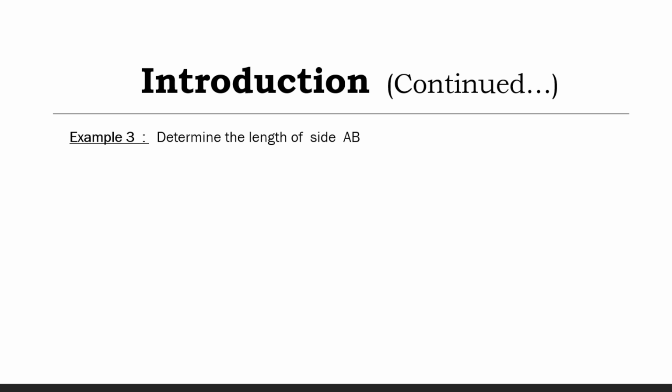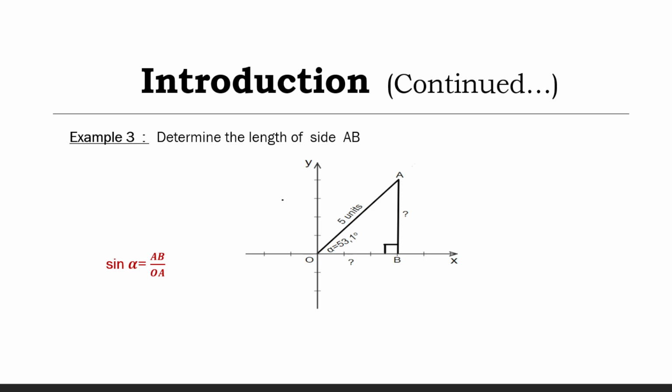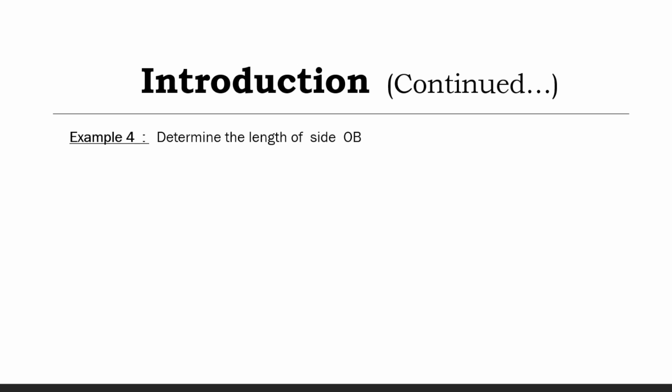Now let us look at the example. We are asked to determine the length of AB given the triangle AOB, where OA is 5 units and alpha is 53.1 degrees. So we have a right angle triangle where OA is known and angle alpha is known, and AB is unknown. So we can use this equation, make AB the subject of the formula, and on the right you will have what is known, and then you substitute, and it helps us to find AB to be 4 units.